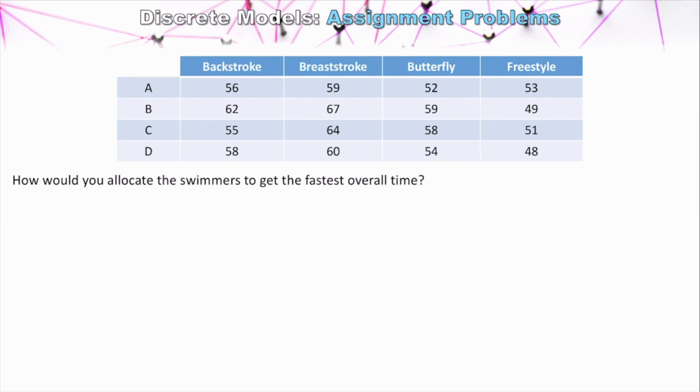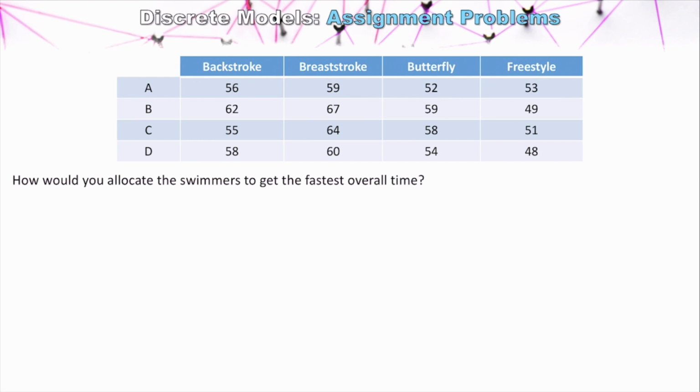So what we're going to have a look at today is an algorithm known as the Hungarian algorithm, which is an allocation algorithm for these types of assignment problems that I have in front of me. I've got a series of 4 swimmers who are part of a relay team, and each swimmer has to swim a different stroke of the relay. What we want to do is allocate the strokes to each of our swimmers so that it achieves the fastest overall time for our relay team.